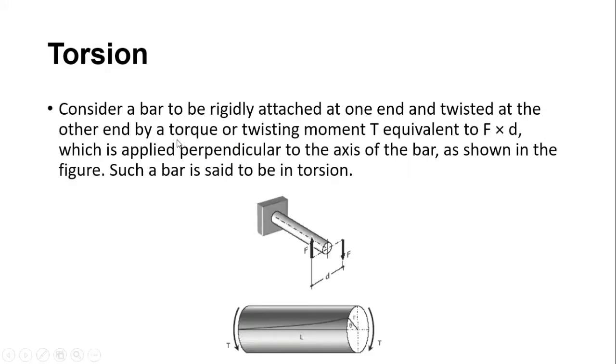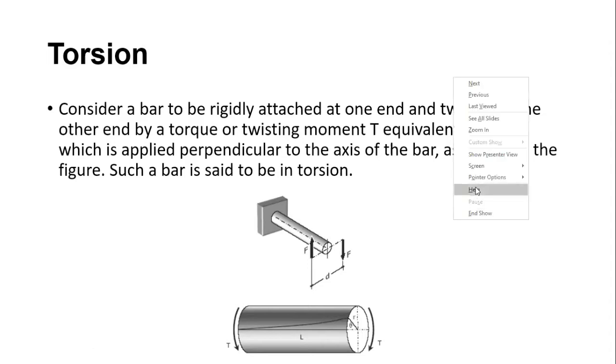So sabi dito, consider a bar to be rigidly attached at one end and twisted at the other end by a torque or a twisting moment T, equivalent to force times distance, which is applied perpendicular to the axis of the bar as shown in the figure. Such bar is said to be in torsion.